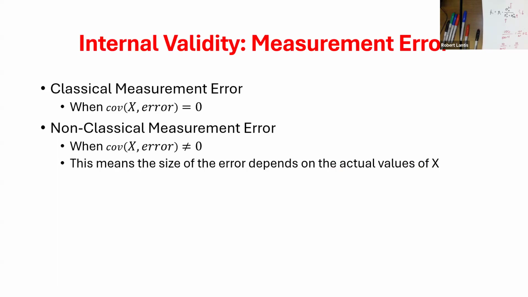Now we know the bias will still exist. It's just that that bias is not necessarily attenuation bias, right? It could depend on how people over or underreport that X variable. So another example of this would be self-reported intelligence. This works the exact opposite way.